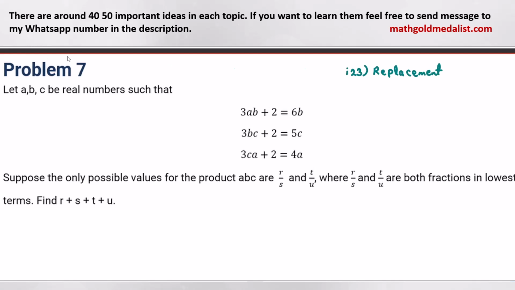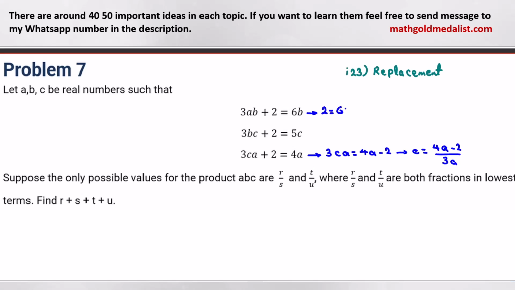Now I want to calculate C in terms of A first here. We can say 3CA is 4A minus 2. So if you divide both sides by 3A, it will be 4A minus 2 over 3A. Okay, so now from the first one we can calculate B in terms of A.